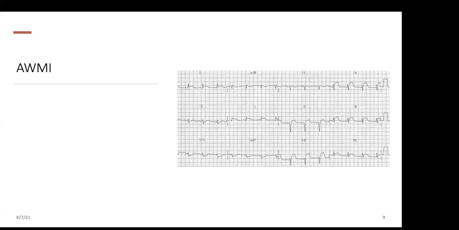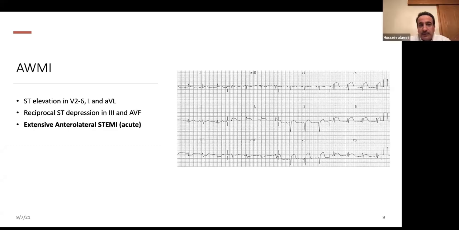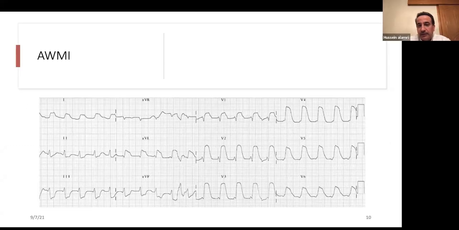Yes, doctor. So this is a 12-lead ECG, and we can see there is ST elevation in V2, V3, V4, V5, V6, and lead 1, and also in aVL. With reciprocal ST depression in the inferior leads, lead 3 and aVF. Excellent. So again, we see another anterolateral MI.